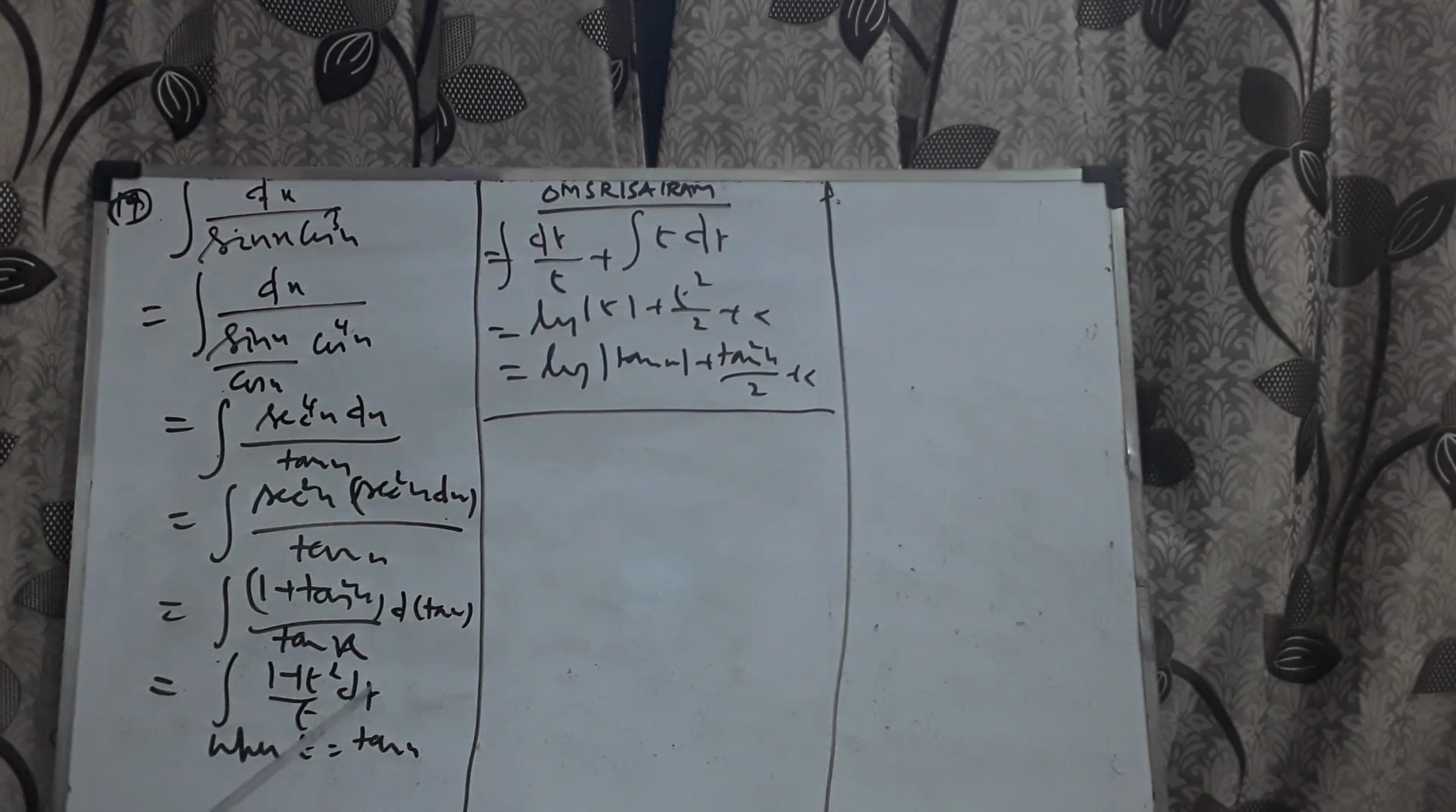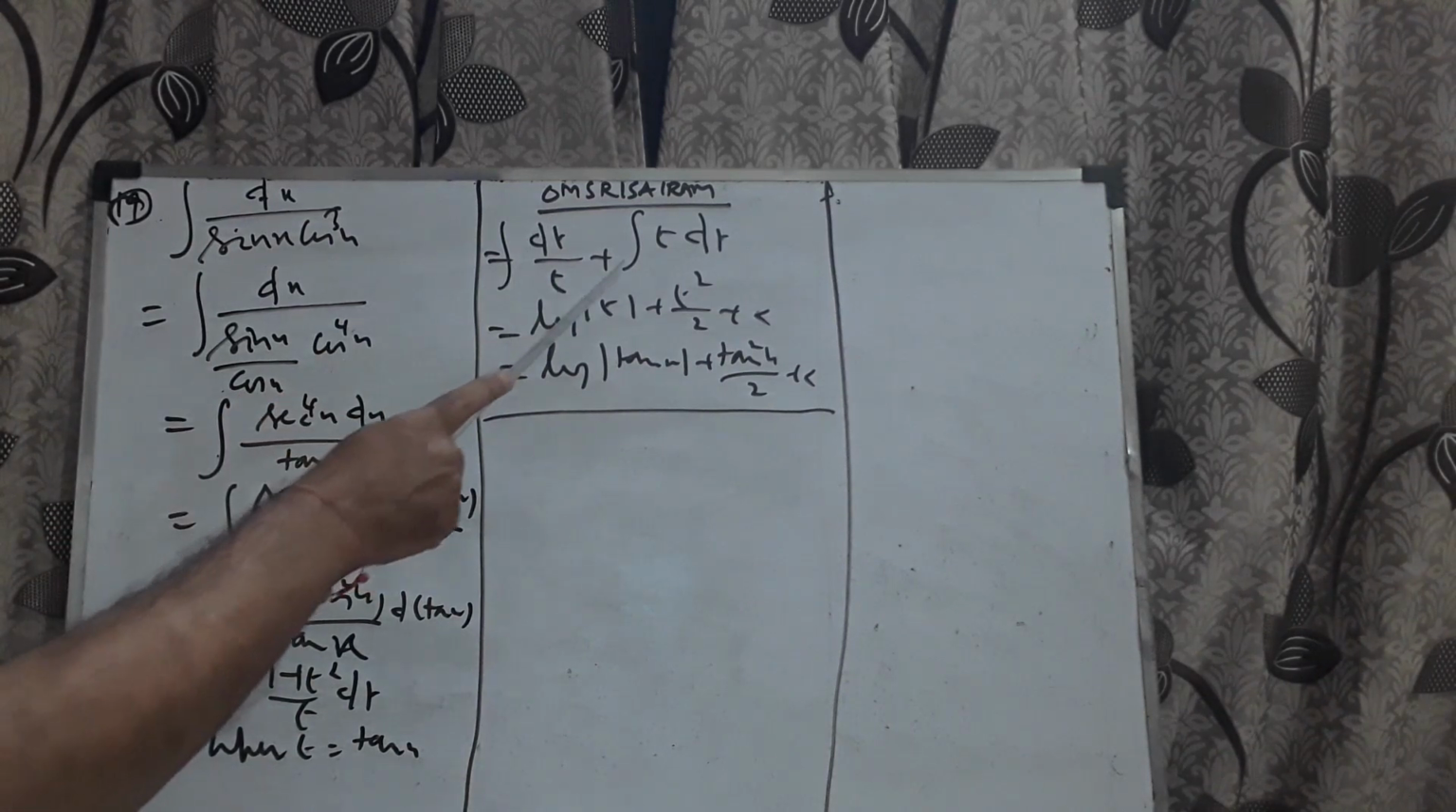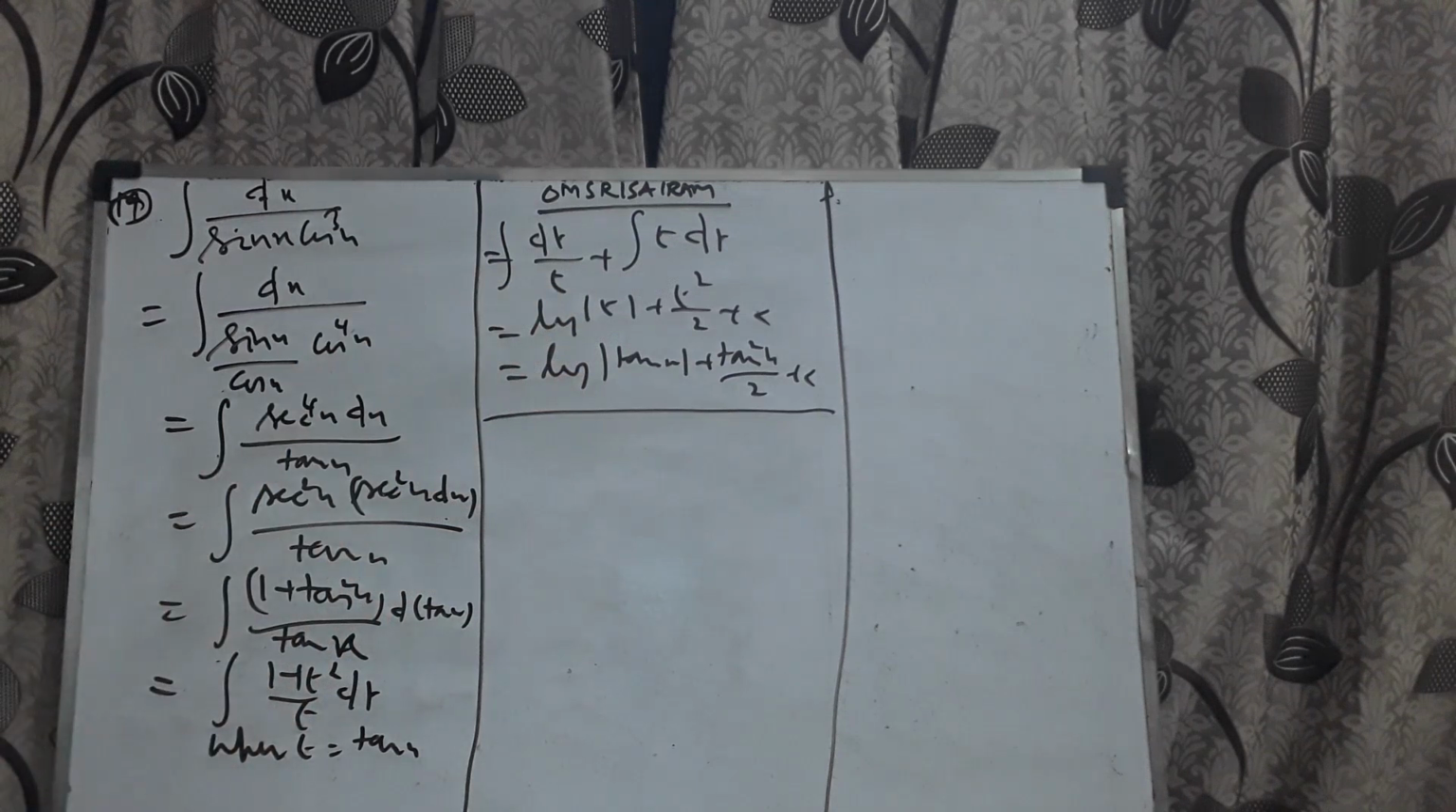(1 plus t square) by t dt, where t is tan x. This can be written as integral dt by t plus integral t square by t, which is t anyway. Integral dt by t is log mod t plus t square by 2 plus c. Now log mod tan x plus tan square x by 2 plus c is the final answer.